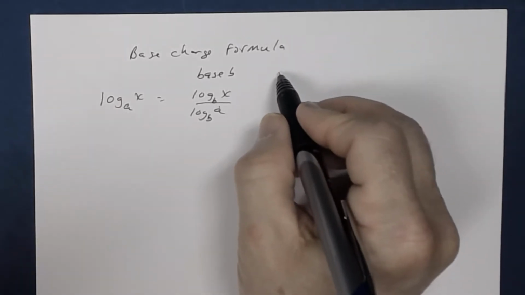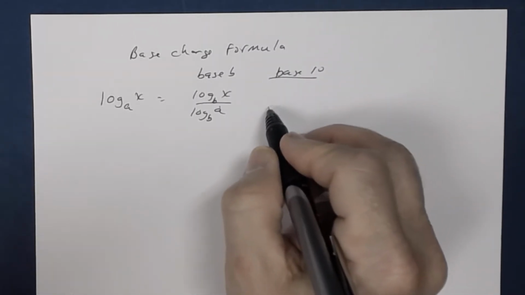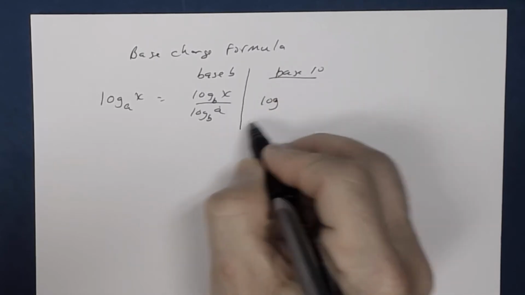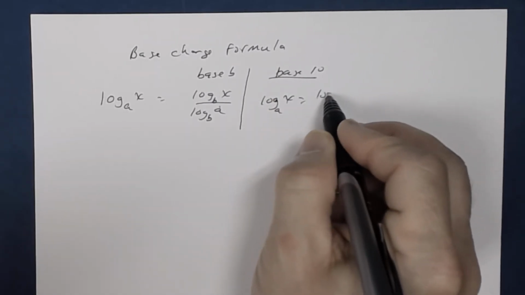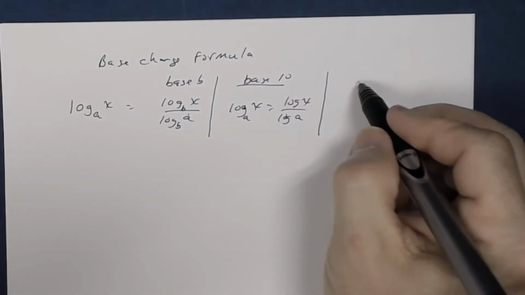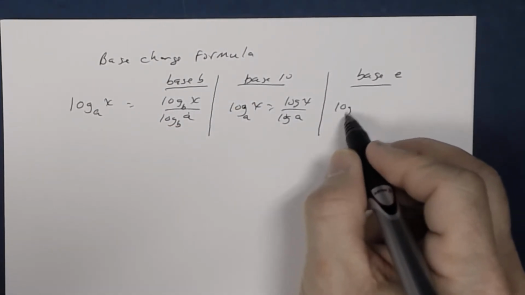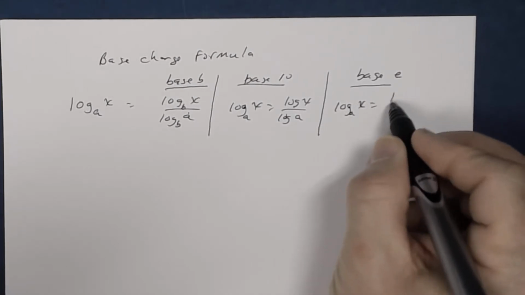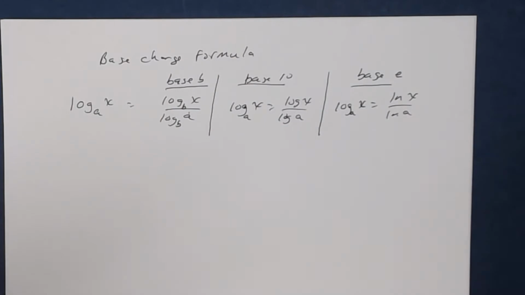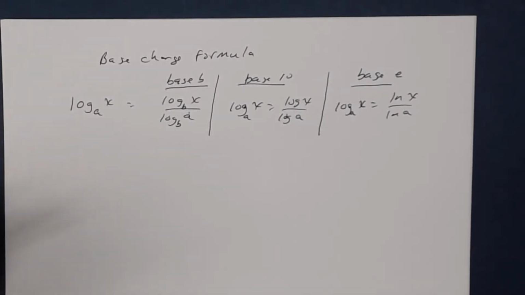If you want to change it to base 10, which is what your calculator uses, then the log of x base a would be just the log of x divided by the log of a, right? If you want to change it to base e, then the log of x base a would be the natural log of x divided by the natural log of a. So that's your base change formula. It's very easy to use because your calculator uses base 10 or base e. Okay, let's do one more with this.